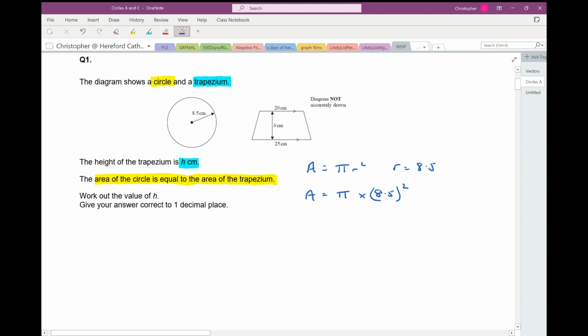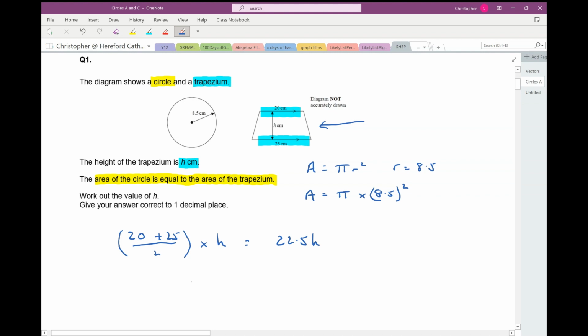Now, what about this trapezium here? The area of that trapezium is going to be the average of the lengths here, so the average of 20 and 25 multiplied by h. So the area of the trapezium is 20 plus 25 divided by 2 multiplied by h. Well, 20 plus 25 divided by 2 is 22.5, so the area of the trapezium is 22.5h.